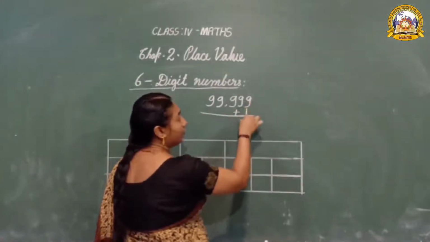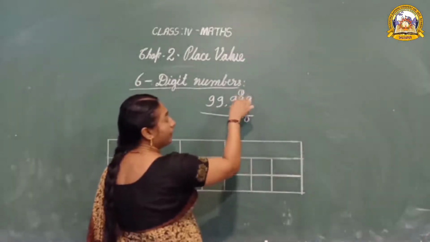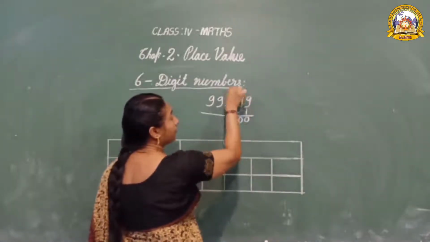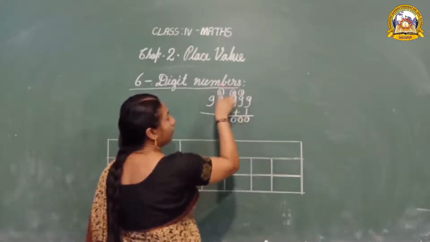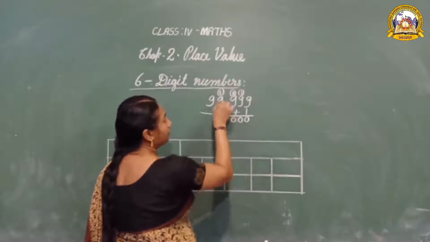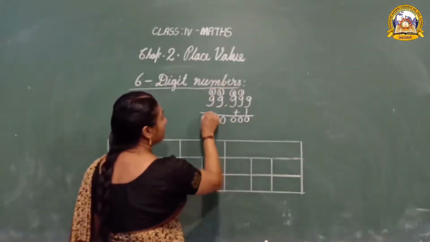Look here, 9 plus 1, 10. Carry the 1 to here. Again, 9 plus 1, 10. Again, 9 plus 1, 10. Carry the 1 to here. 9 plus 1, 10. Then carry the 1 to here. Again, 9 plus 1, 10.